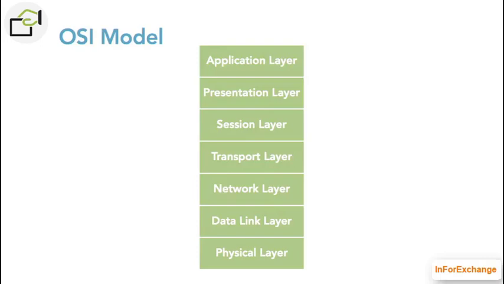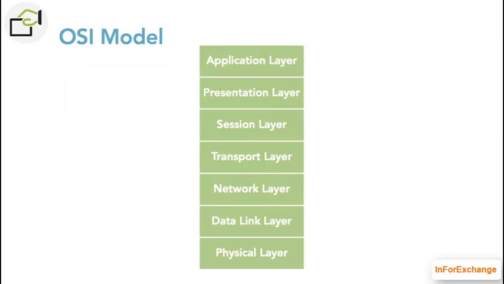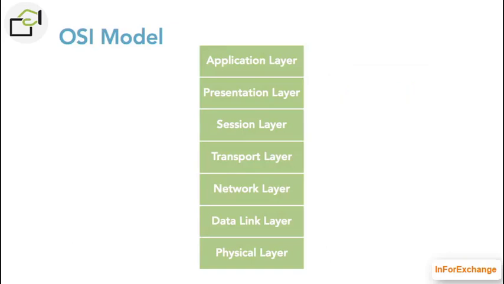So, a mnemonic commonly used to learn the OSI model from top to bottom is this: all people seem to need data processing. Another mnemonic that is commonly used to learn the layers of the OSI model from bottom to top is please do not throw sausage pizza away. Either one of these mnemonics or one you create for yourself will help you memorize the proper order that the layers of the OSI model should be in.